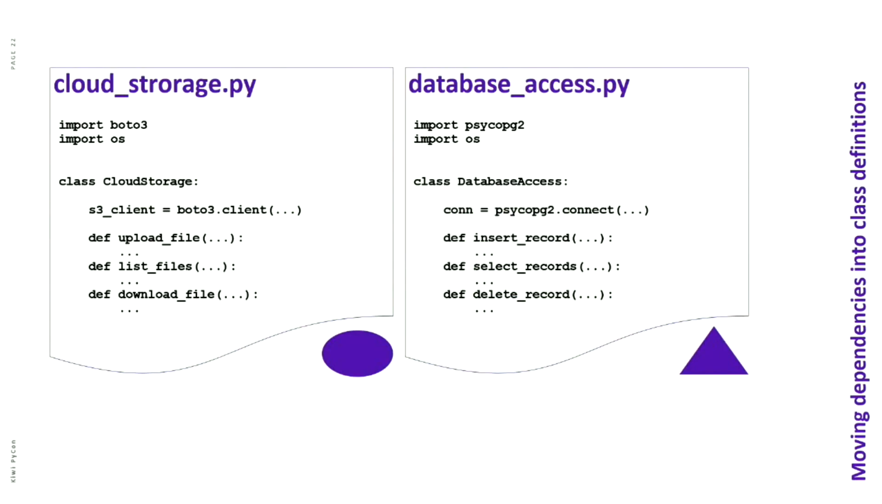So, next step, if you're trying to move toward dependency injection or even just a bit of code reuse, is to wrap your dependencies in classes. On the left-hand side, we've got our cloud storage class, which could have been used in the previous code base to wrap our Boto client. On the right-hand side, an example of a database access class.